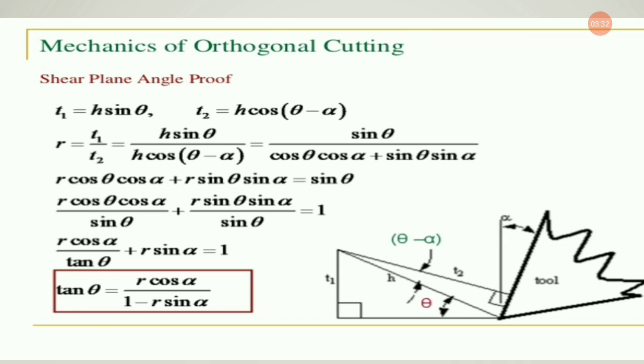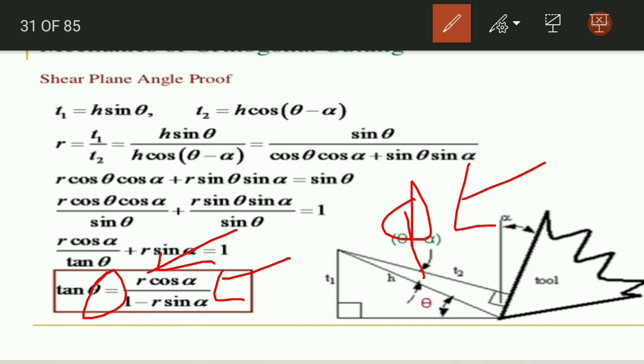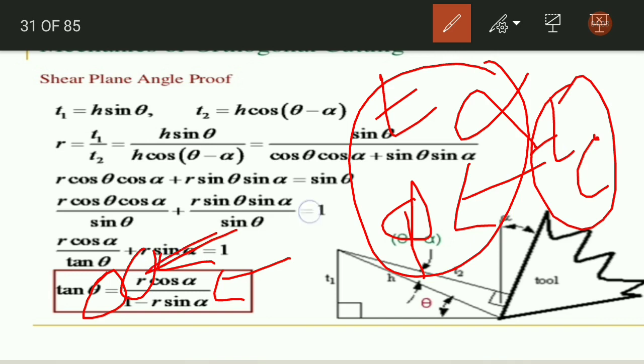For example, they will be giving you the chip thickness ratio and the rake angle, and they will be asking you the value of phi, the shear angle. Or simply they will provide the value of shear angle, alpha the rake angle, and the uncut chip thickness T, and they will be asking you the value of Tc, the cut chip thickness. So from the previous values you have to calculate r, the chip thickness ratio. From this chip thickness ratio you have to calculate Tc, the cut chip thickness.